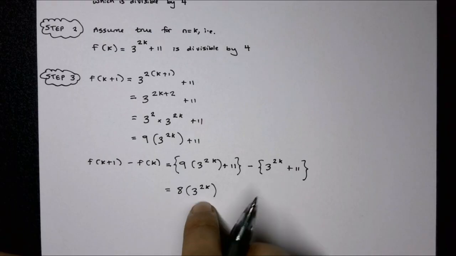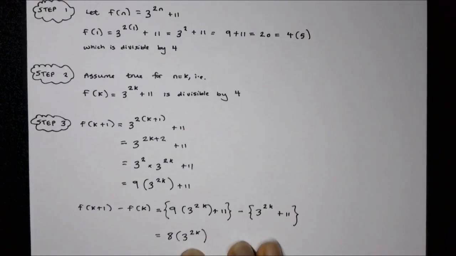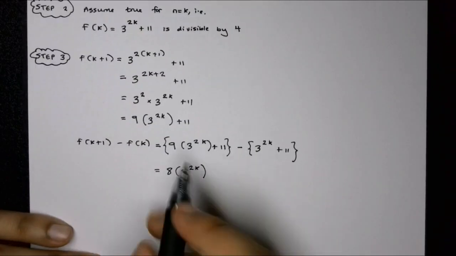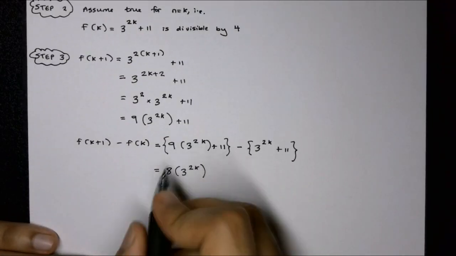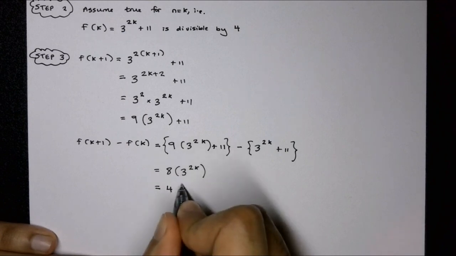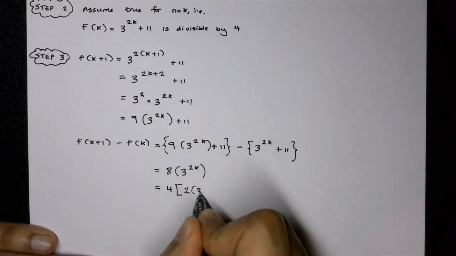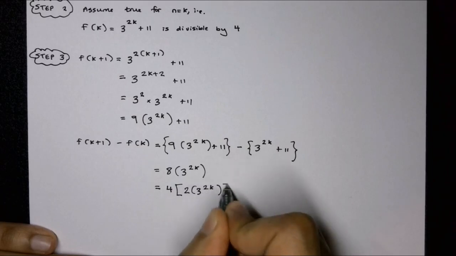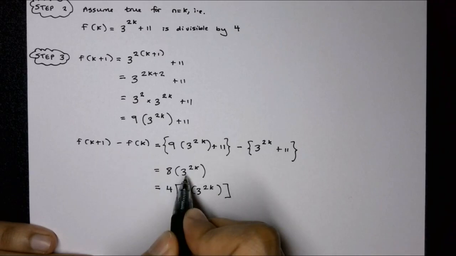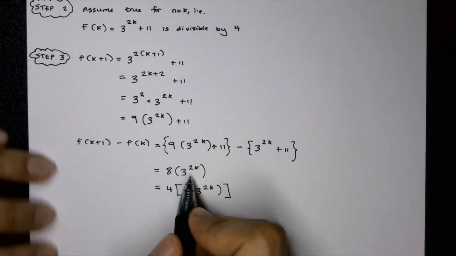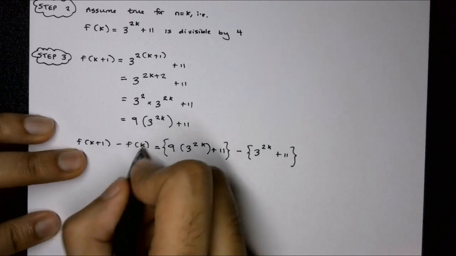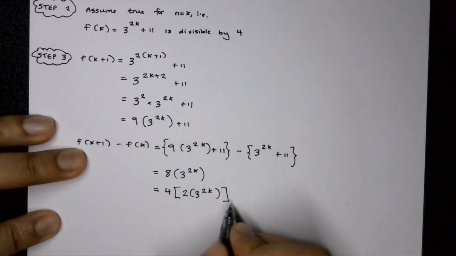And essentially, we know in the question, eventually we want to show that f of k plus 1 is divisible by 4. And you'll notice over here, the 8, that's 4 times by 2. So here we've got 4 lots of 2 lots of 3 to the power of 2k. And of course, expanding this out gives this result over here. And finally, for us to get f of k by itself, we need to take this f of k to the right hand side.